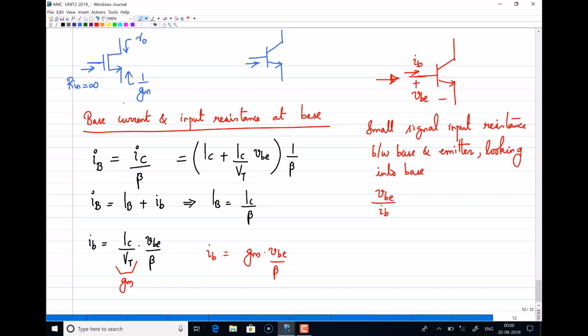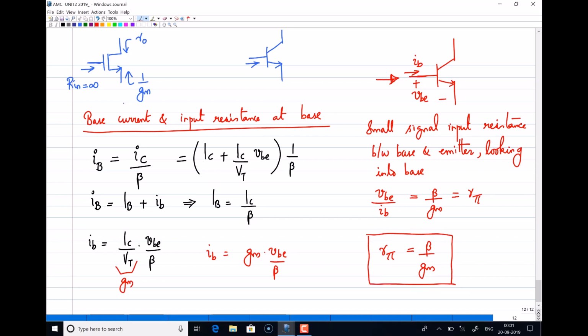VBE by IB can be directly written from this expression. VBE by IB is actually beta by GM. And this resistance, the small signal input resistance between base and emitter looking into the base, is called R pi. So R pi, the resistance looking into the base, is beta by GM.